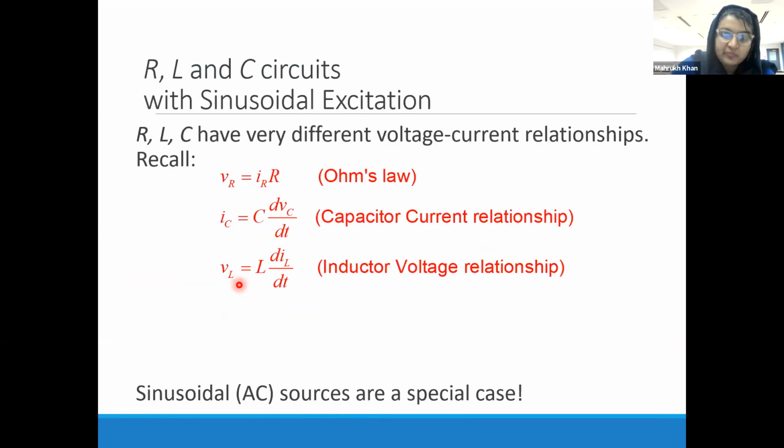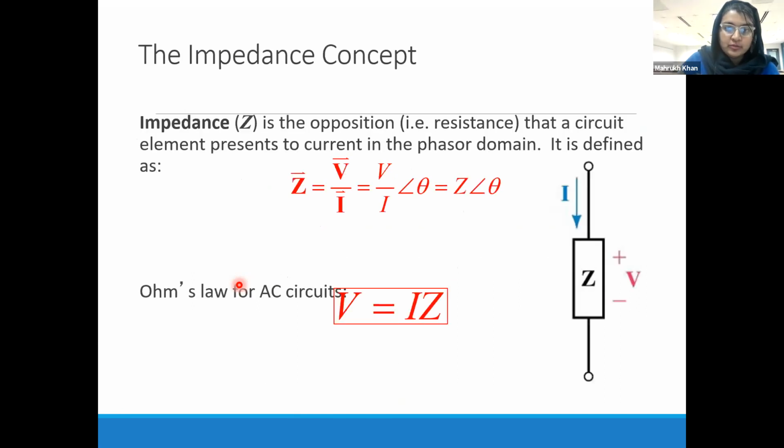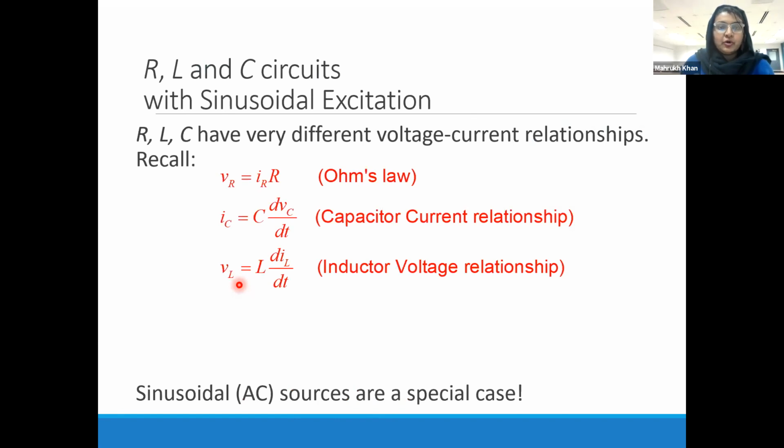Okay. So this is the important thing which we need to know. VR, VC and VL have different voltage and current relationships: the capacitor current relationship, the inductor voltage relationship, and Ohm's law. We will learn this in ENG 212 as well, but I am just summarizing it here for the lab purpose.